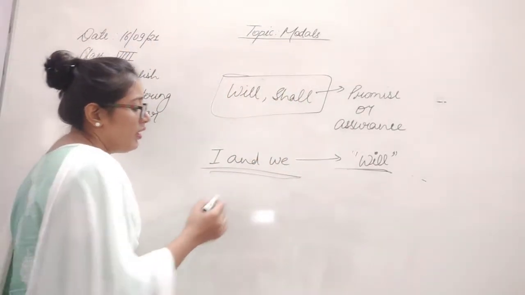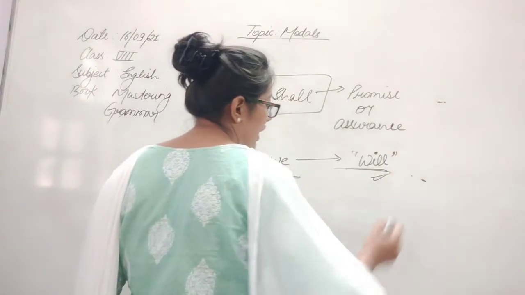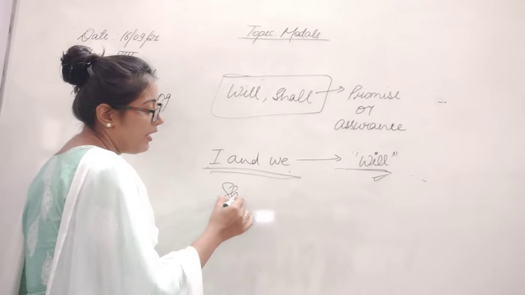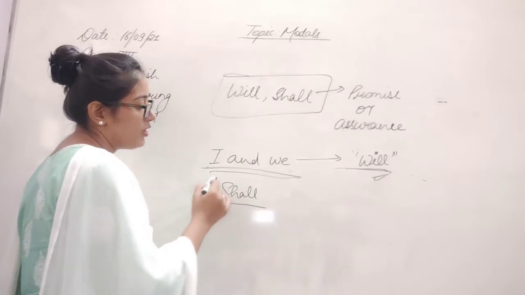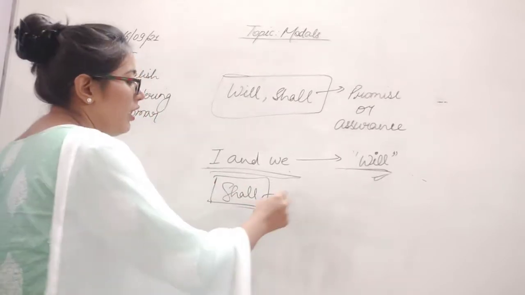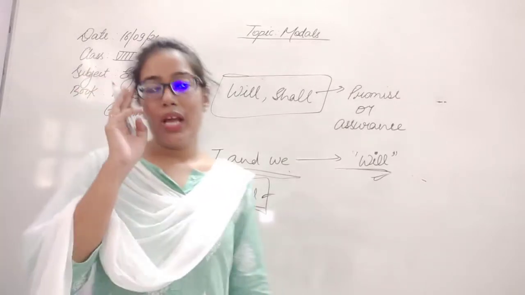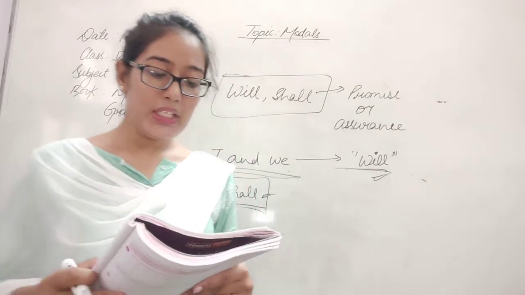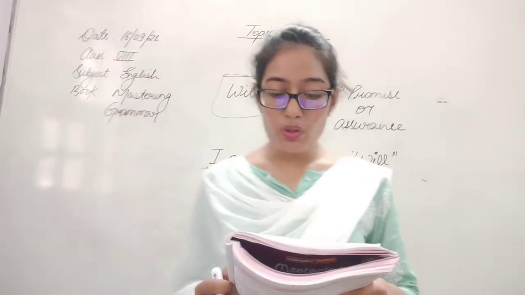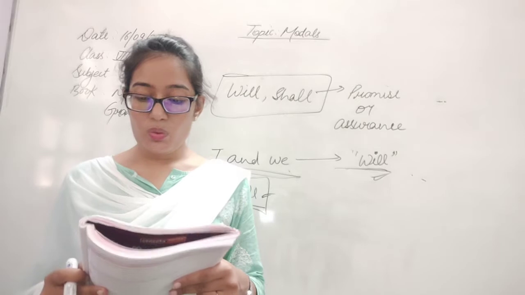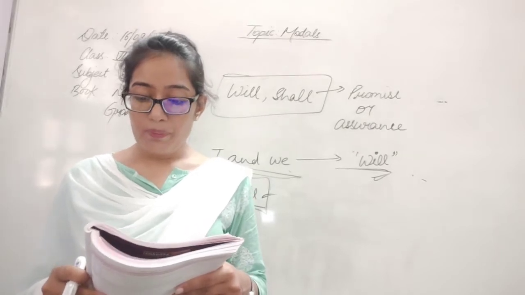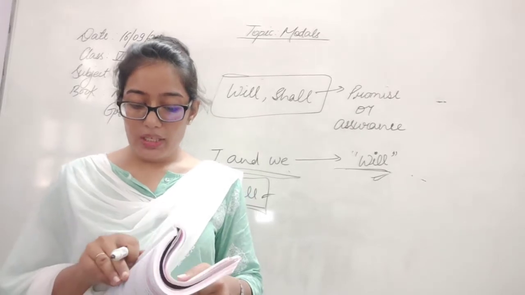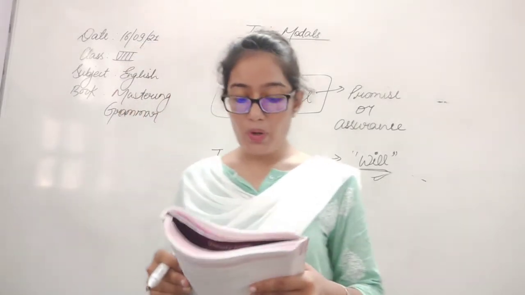So with will, I and we is used. For shall, no such thing is used. We can use shall to show some kind of assurance. However, these days we generally use will with all subjects to refer to the future time, but will with I and we is not enough to promise.